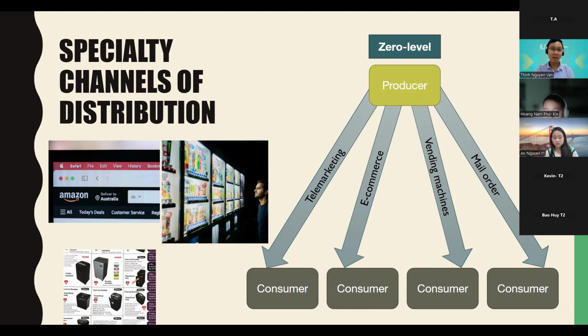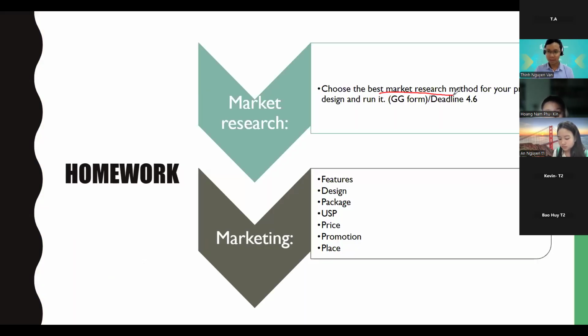Okay, now, so this is your homework. So please at home, you need to decide with your teammates the best market strategy for your product. You decide and you run it. If you want to do the primary research, I suggest that you should do it in the Google form, and then you can send me the Google form on 4th of June, so that I can correct the questionnaire for you.